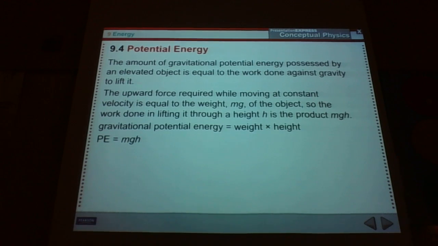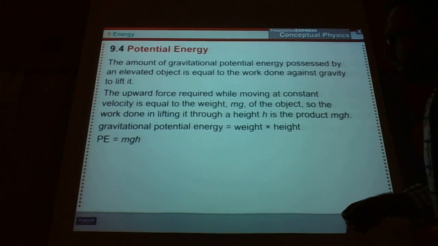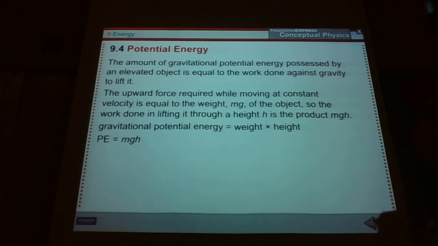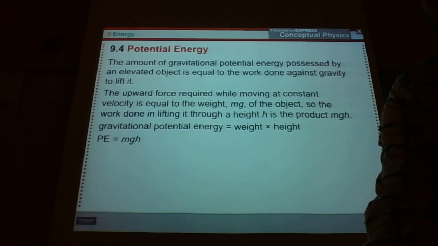Now, like I mentioned before, this is potential energy. Here's an equation for potential energy. More specifically, gravitational potential energy equals the weight times the height. So whenever we need to figure that out, m is going to be our mass, g is going to be our gravity, and h is going to be the height at which it's located relative to the surface of the Earth. And that's all your energy equations.